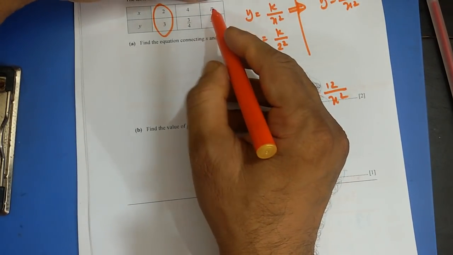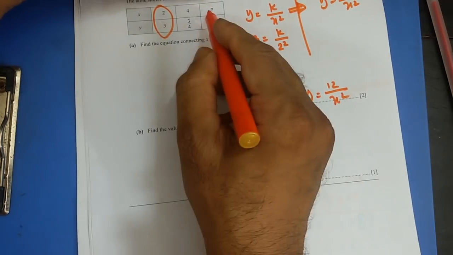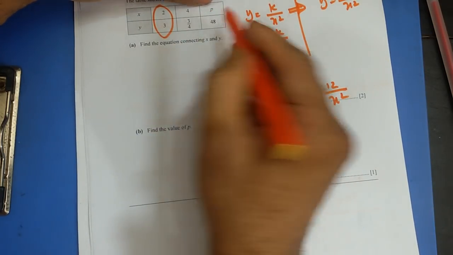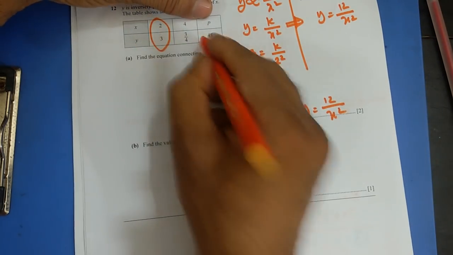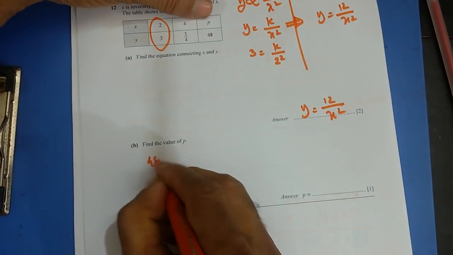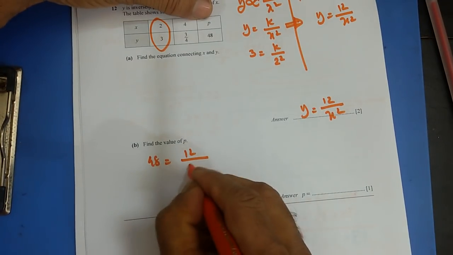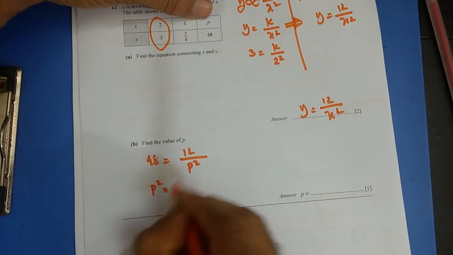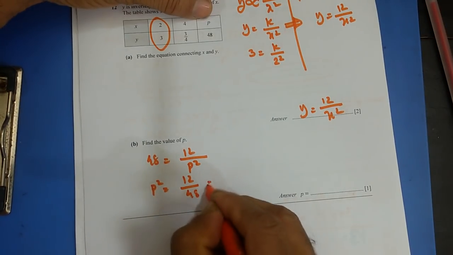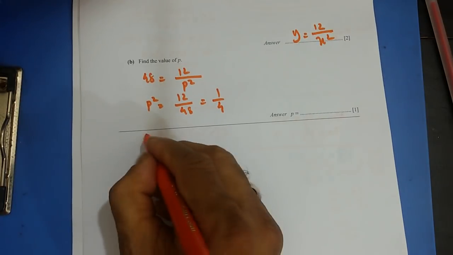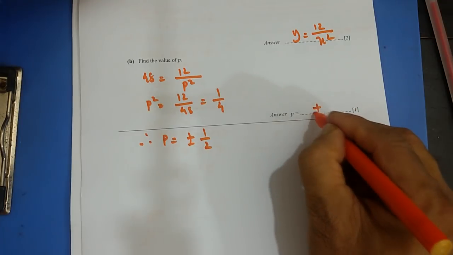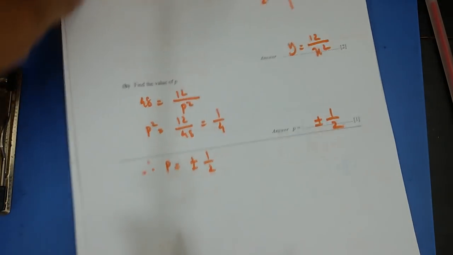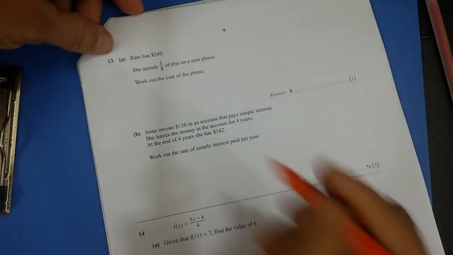And find the value of p. Now I can see in the place of x, I can put p, and in the place of y I can use 48. So 48 equal to 12 over p square. P square comes over here, and 12 divided by 48, that should be 1 by 4. So p is going to be plus minus 1 by 2. So that's plus minus, keep both values. Okay, so that one is done.